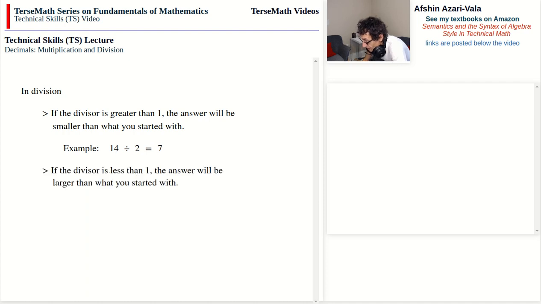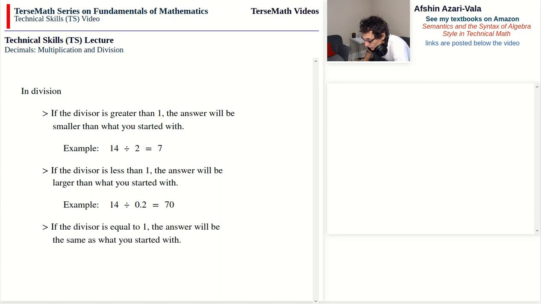If the divisor is less than 1 in size, and this is all about size, by the way, the answer will be larger than what you started with. So 14 divided by 0.2, that's 2/10, which is less than 1 in size, will give me an answer which is larger than what I started with. How many 2/10 fit into 14? 70 of them. I'll let you work out the division.